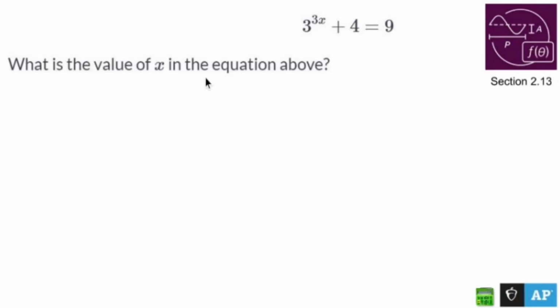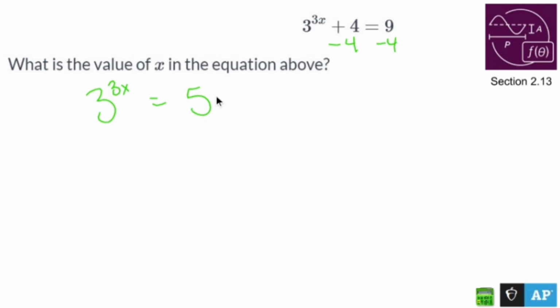What is the value of x in the equation above? All right, 3 to the 3x plus 4 equals 9. So let's get rid of 4 and hope magic happens. Well, it doesn't. This is what I meant by magic. Oh, wouldn't it be nice if this was 27 or 9, so that I can say 3 to the 3x equals 3 squared, or 3 to the 3x equals 3 to the anything.